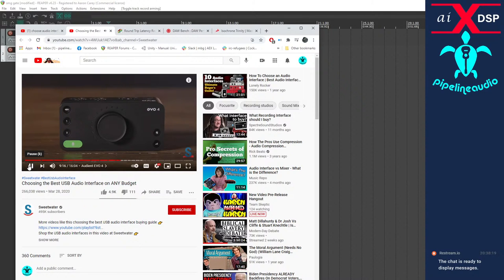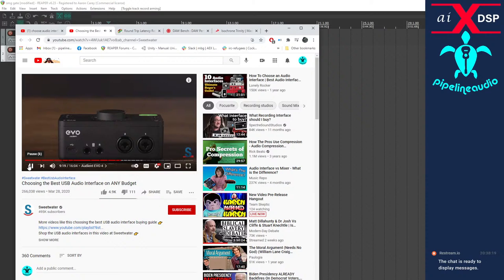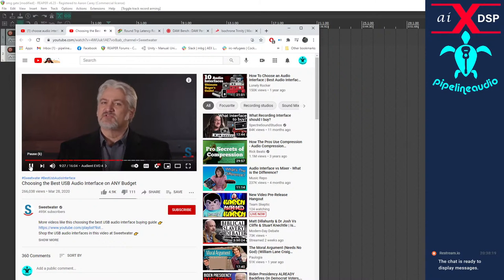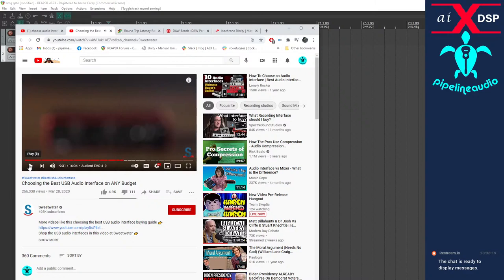Audient iD4. It's a desktop format audio interface that can be bus powered. Offers two simultaneous inputs, two outputs, two preamps, and it has a very cool Smartgain automatic level setting feature. It also offers a loopback function that's great for podcasting and live streaming. All right, now that's cool.